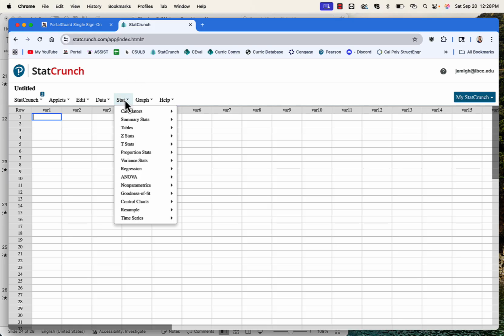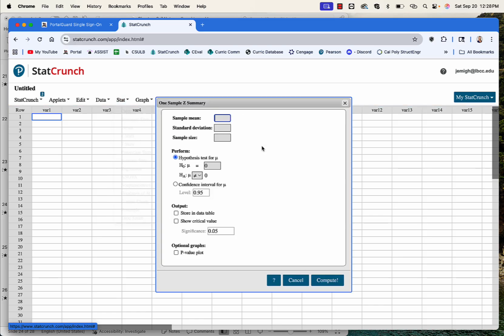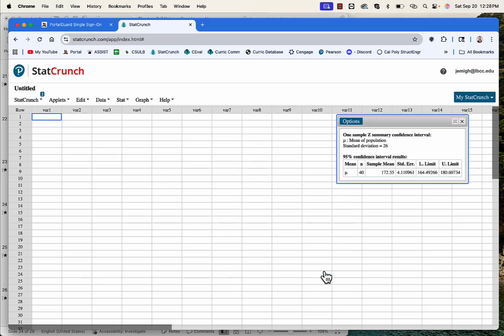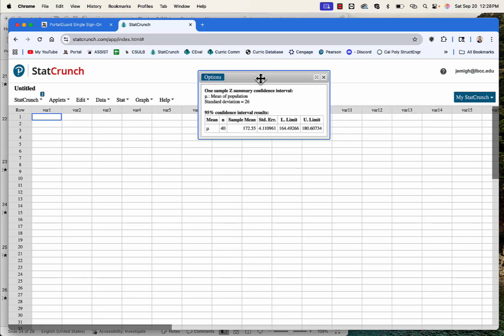All right, let's see what that will look like in StatCrunch. We'll go to that Stat drop-down menu. Our decision is Z distribution this time. One sample with summary. The sample mean was 172.55. The standard deviation, notice it doesn't say sample standard deviation, it says standard deviation. So the population standard deviation was 26 pounds. Sample size was 40. Confidence interval with the default, and compute. Lower limit 164.49266, upper 180.6734. Let's see what that will look like in our notes.